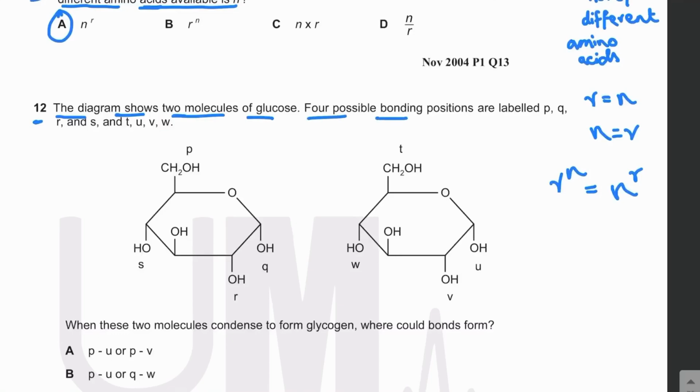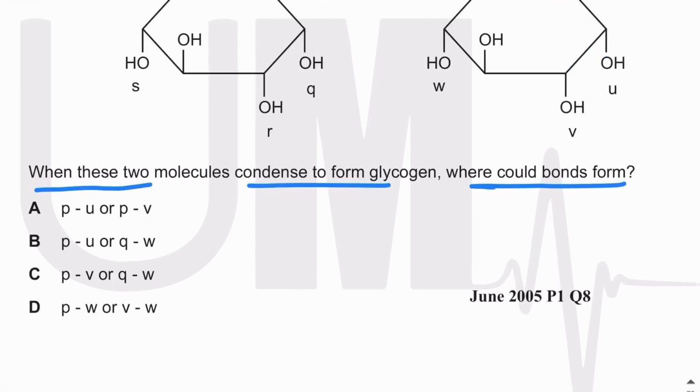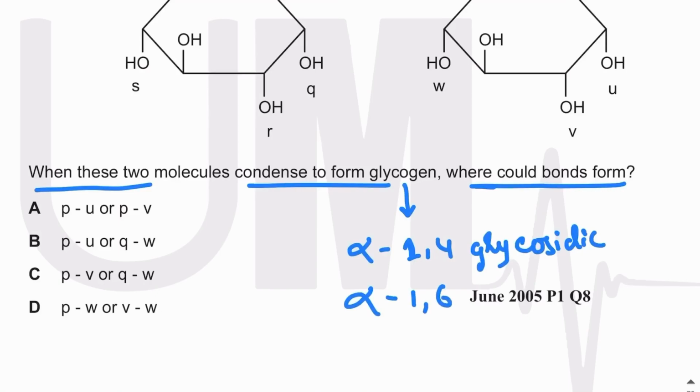Four possible bonding positions are labeled P, Q, R, and S, and T, U, V, W. When these two molecules condense to form glycogen, where could bonds form? So guys, for glycogen, you should know that there are two types of bonds, alpha 1,4 glycosidic bonds and alpha 1,6 glycosidic bonds. So bonds are formed between carbon number 4 and carbon number 1 and carbon number 6 and carbon number 1.